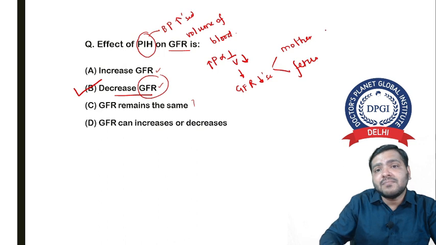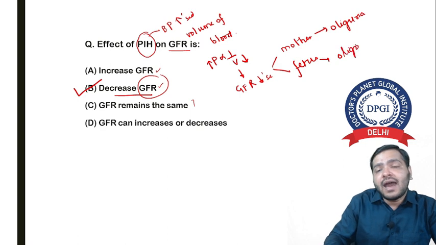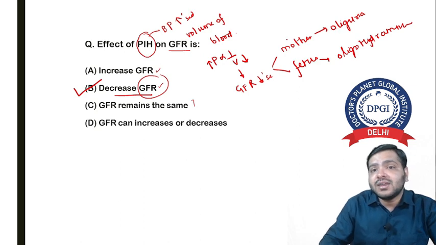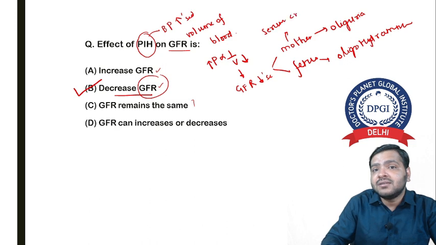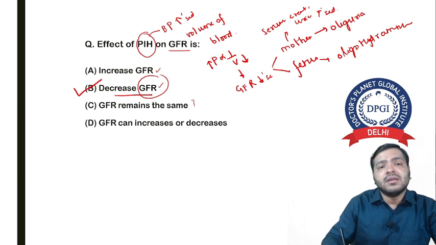And remember, in the mother it will lead to oliguria, and in the fetus it will lead to oligohydramnios. And ultimately in the mother, if there is oliguria, what will you find in the blood? Yes, the serum creatinine, uric acid, everything will be increased. Okay, so that's the answer to the question.